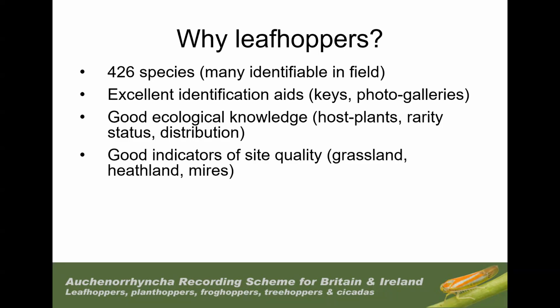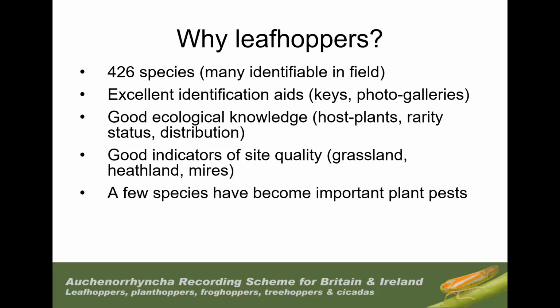One of the things I'm very keen on promoting myself is the idea that this group is a very good indicator of what you might call site quality for conservation purposes. This applies particularly to certain habitats like grasslands and heathlands and some of the wetter boggy habitats I'll talk about later. We can tell a lot about site quality from a list of species for a particular site. We can use that as a measure of not just site quality at one point in time, but how a site changes over time, perhaps recovers from some sort of intervention. So they're very good indicators from that point of view.